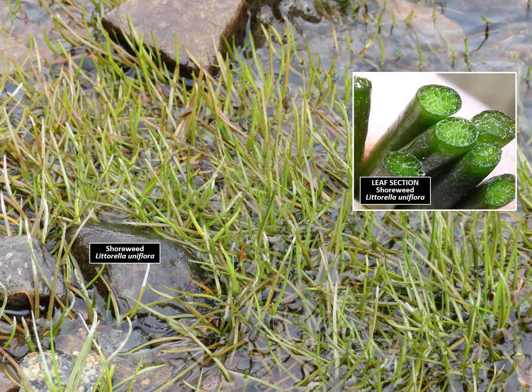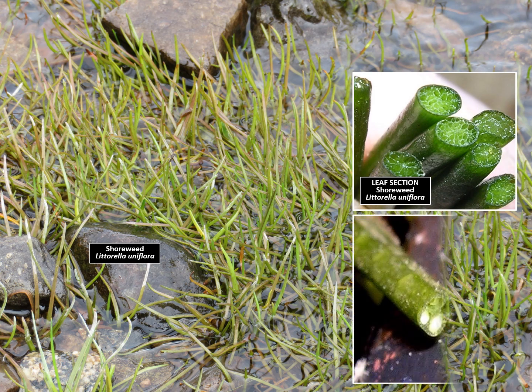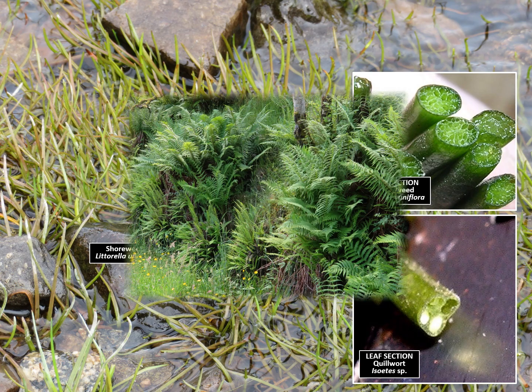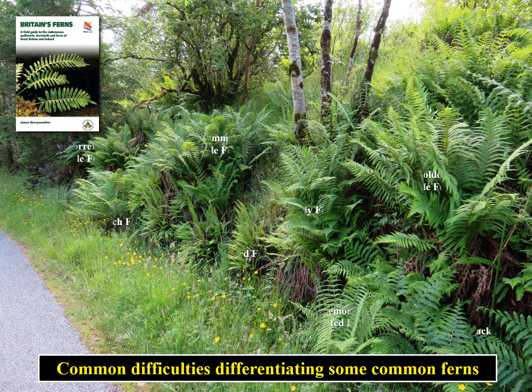Shoreweed leaves are packed with large cells occupying a single leaf-long chamber. Quillwort leaves consist of 4 parallel hollow channels with occasional cross walls. Fern identification itself can be quite tricky. For that, please refer to the WildGuide Britain's Ferns, but it might be useful to avoid a couple of common difficulties people encounter, but only as beginners.